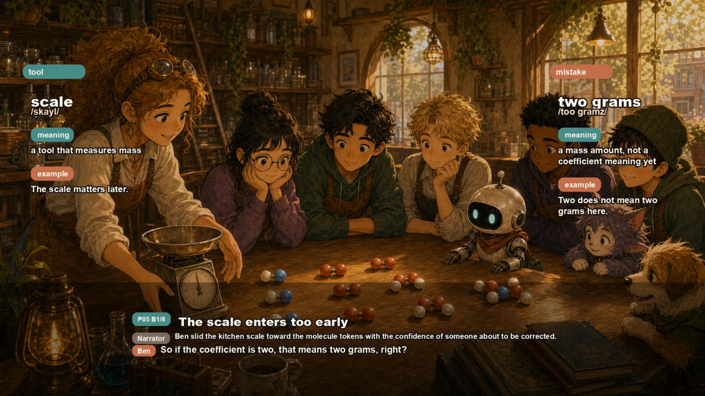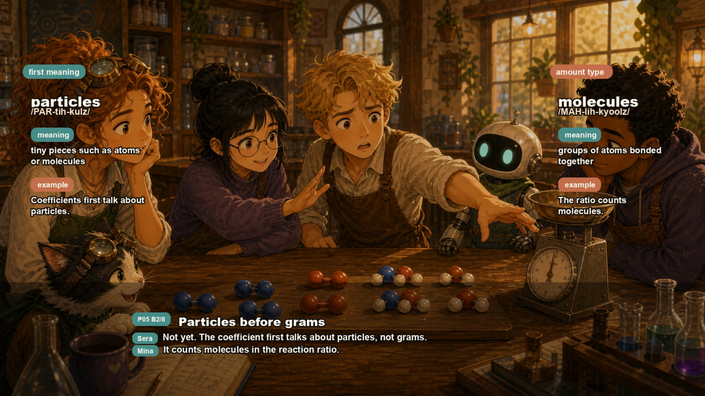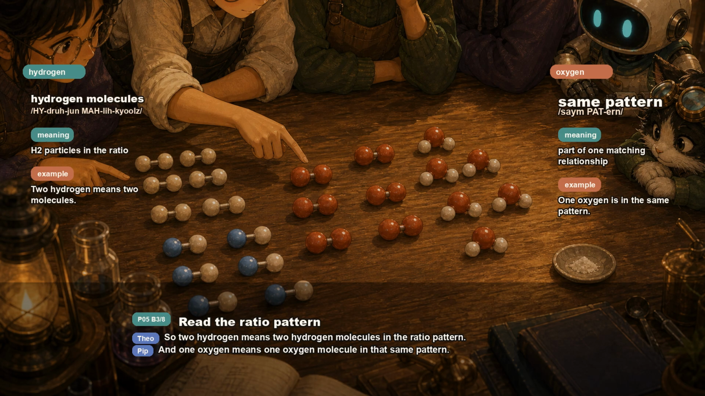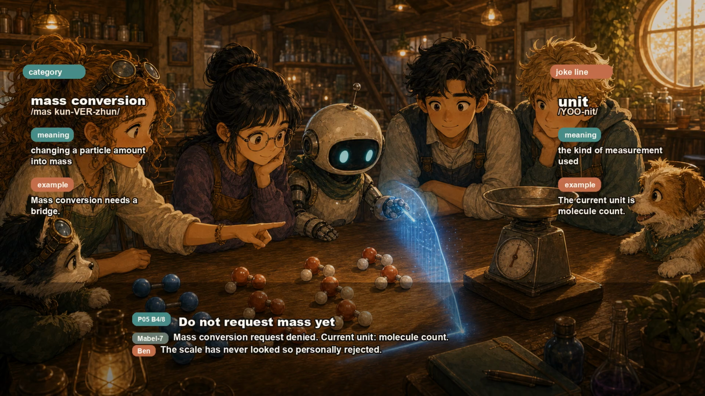Ben slid the kitchen scale toward the molecule tokens with the confidence of someone about to be corrected. So if the coefficient is 2, that means 2 grams, right? Not yet, the coefficient first talks about particles, not grams. It counts molecules in the reaction ratio. So 2 hydrogen means 2 hydrogen molecules in the ratio pattern. And 1 oxygen means 1 oxygen molecule in that same pattern. Mass conversion request denied. Current unit, molecule count. The scale has never looked so personally rejected.